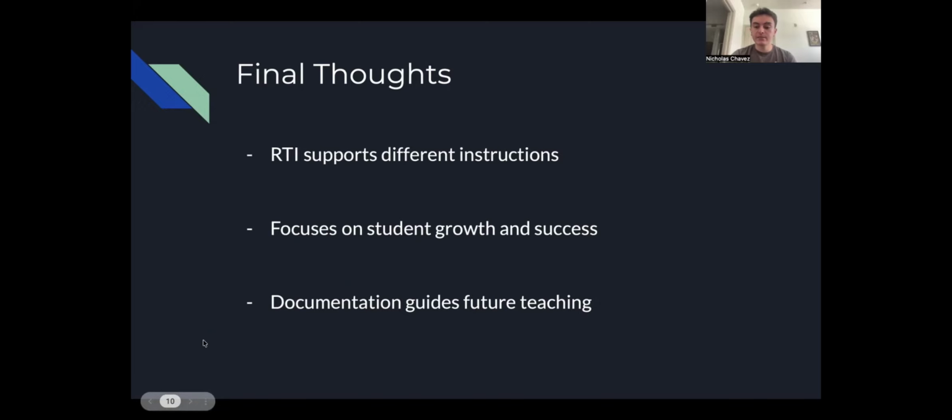Ultimately, RTI is a powerful framework for supporting English learners. It ensures students get the right support, tracks their progress through documentation, and it helps teachers make informed decisions about instruction. When combined with parent involvement and consistent assessment, RTI can make a huge difference in both language and content development.